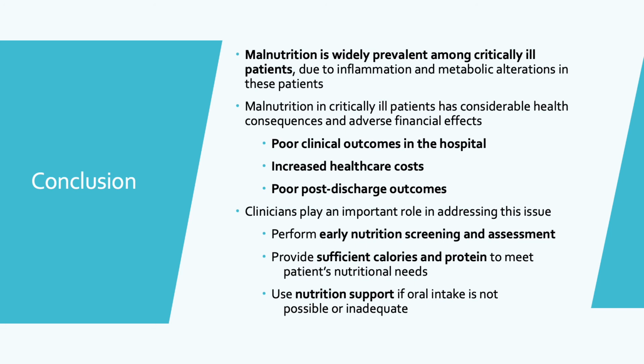So in conclusion, malnutrition is widely prevalent among critically ill patients due to factors such as inflammation and the metabolic changes associated with critical illness. There are considerable health-related and financial consequences associated with malnutrition in critically ill patients. These include poor clinical outcomes in the hospital, increased healthcare costs, and poor post-discharge outcomes. Clinicians do play an important role in addressing this issue, and there are various actions that clinicians should take to prevent and treat malnutrition in critically ill patients.